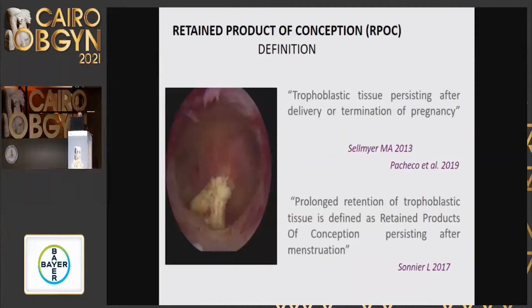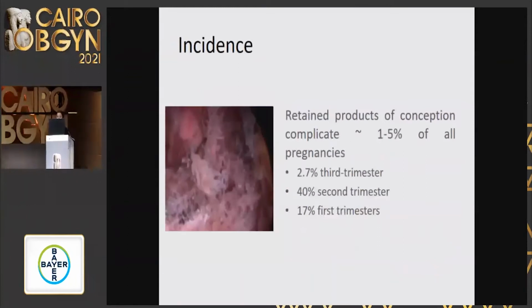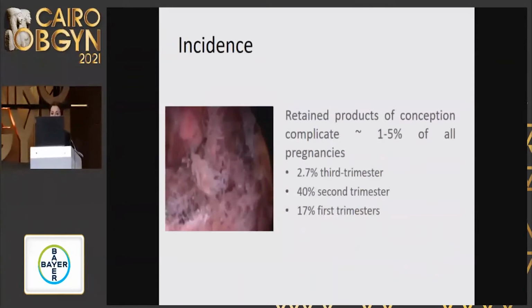Before starting, let us recall the definition: retained product of conception is trophoblastic tissue persisting after delivery or termination of pregnancy. In 2017, Sonier introduced a time after which we can speak of retained trophoblastic tissue, that is the menstruation period. The incidence is 1 up to 5% of all pregnancies, and the major part occurs after the second delivery.